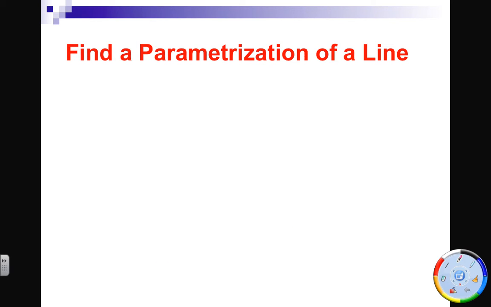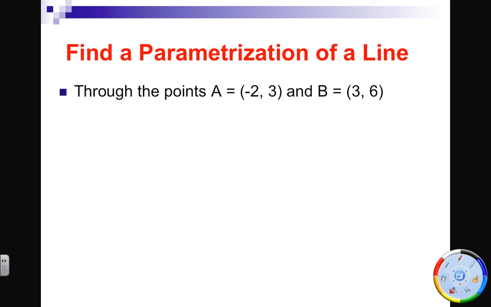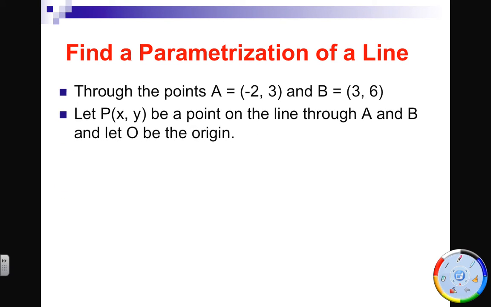All right, next, we're going to find the parametrization of a line. So I'm going to give you a line that goes through 2 points. And we're going to figure out how to write the parametric equation for this line. So it's kind of complex here, but let P be some point that's on the line, and it's between the points A and B. And let the point O be the origin.